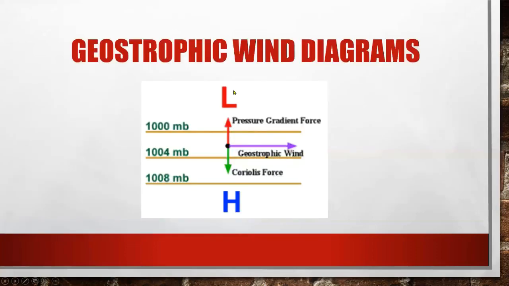So, the geostrophic wind diagram. First of all, we have to check what a geostrophic wind is. The geostrophic wind is influenced by the Coriolis force and the pressure gradient force. The pressure gradient force always points to the low pressure, or to the lower pressure, and will be balanced by the Coriolis force. Where they are balanced, parallel to the isobars, we have the geostrophic wind.